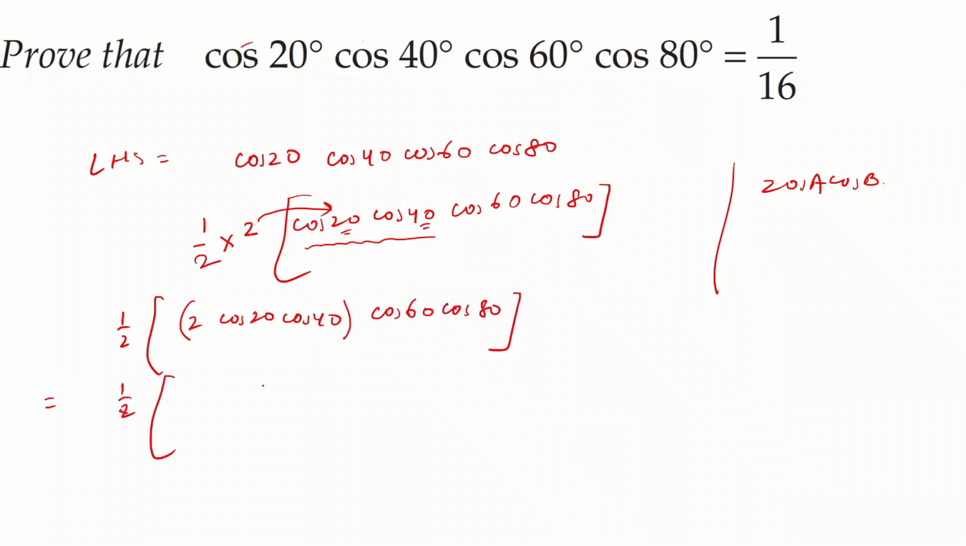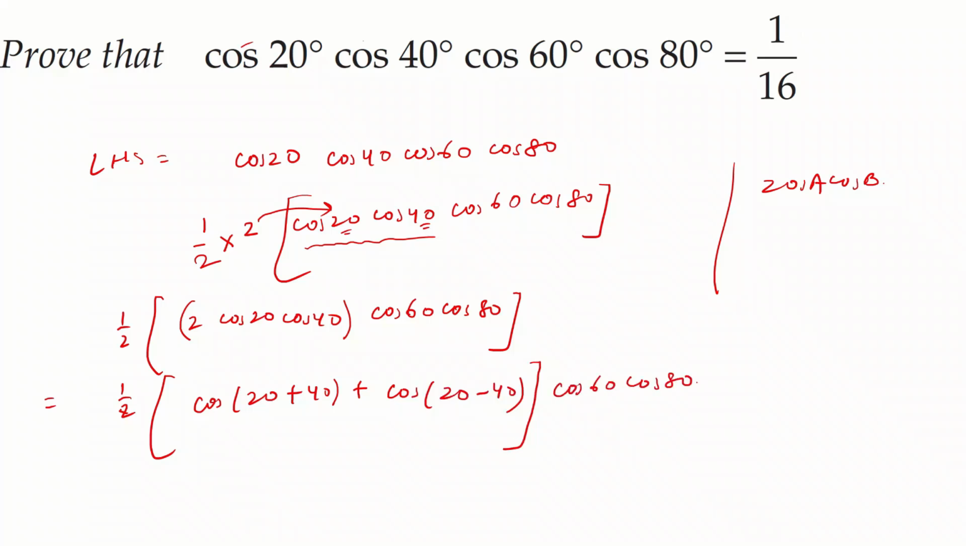So 2 cos a cos b, can you tell me the formula? Bad boy, don't remember it. So 2 cos a cos b is cos a plus b plus cos a minus b. This is what cos gives, right? 2 cos is cos plus cos, and then you keep this entire thing and then multiply it with cos 60 cos 80. Okay, because this is going to be multiplied with this entire thing, right? So this is why brackets are important.